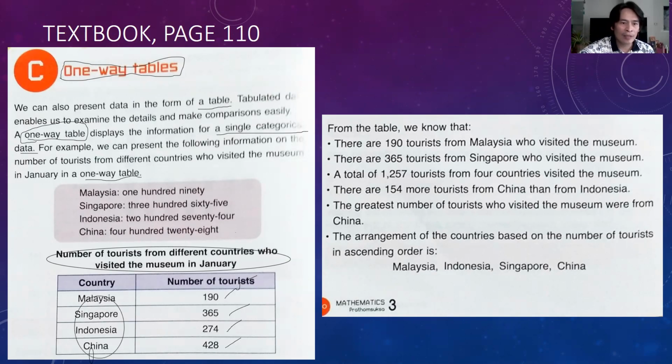Okay, so the first thing to do when you are creating a table is the title. This is the title. So 1 point. And then the second is the description of the first column. What is a column? The vertical line, this one. So what is this all about? This is country. And what is the second column all about? What are these numbers all about? These are the number of tourists.